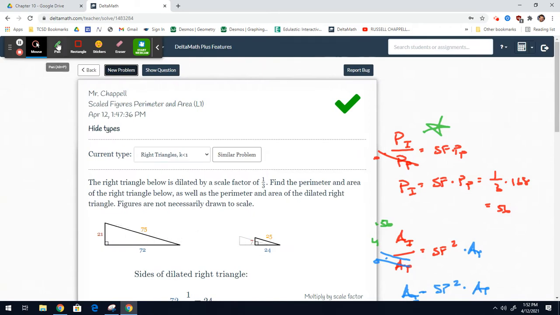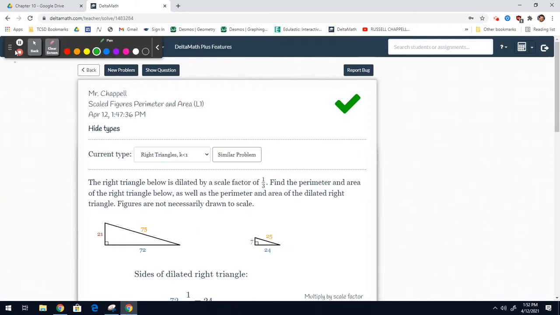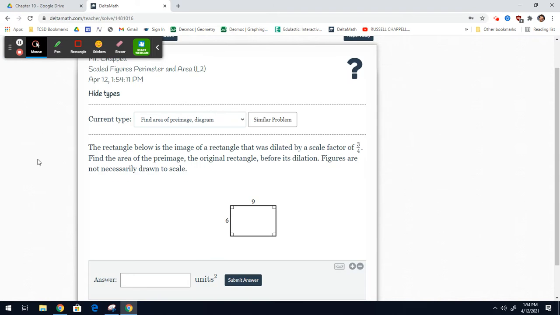Great. There we go. Okay. Next problem coming. I think I got a couple more. Okay, so this one says the rectangle below is the image of a rectangle that was dilated by a scale factor of 3/4. Find the area of the pre-image, the original rectangle before its dilation. Figures are not necessarily drawn to scale.